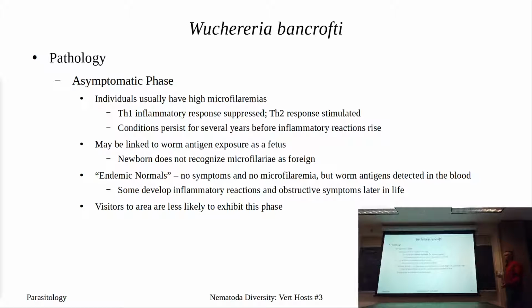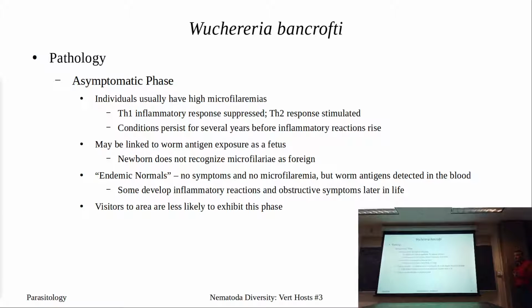This inflammatory response could be linked to worm antigen. Or, I'm sorry, we'll talk about that. We'll talk about the inflammation, the antigens and stuff. No, but this asymptomatic phase, not everyone's going to get it. And usually, the people that are most likely to have this asymptomatic phase are going to be those individuals that were born and grew up, or lived, and their parents lived, in areas where the parasite normally transmits.